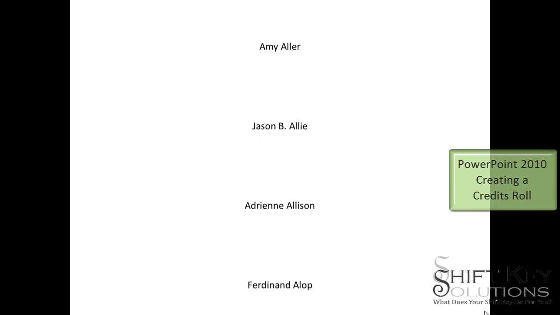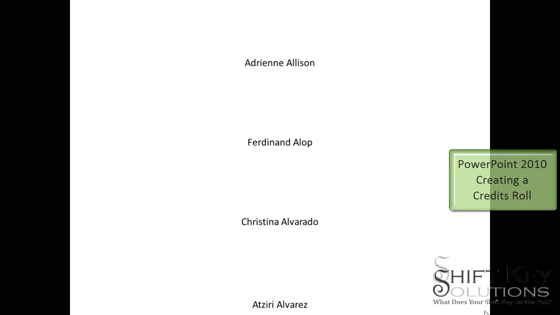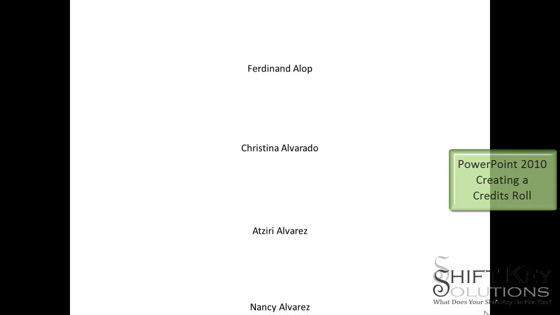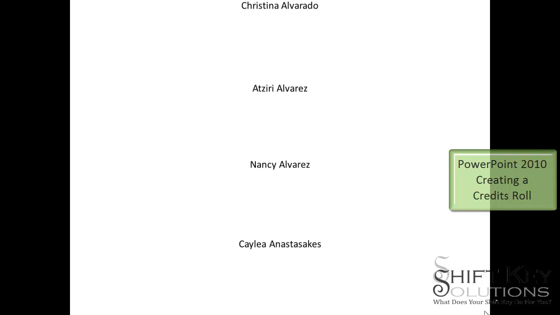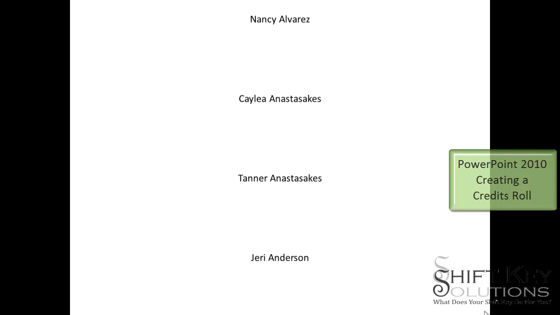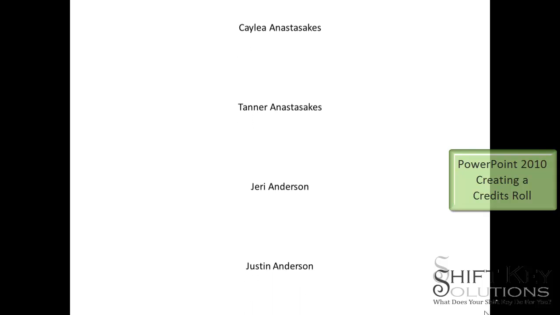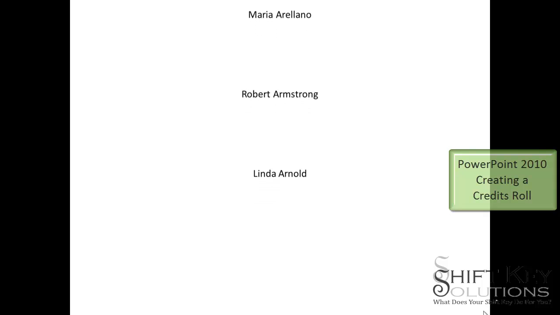These names are separated by about a second, maybe 2 seconds. And they just roll. This list consists of 21 names. You can create this credit roll with 21 names, 5 names, or 200 names if you like. And here comes the end of the list.